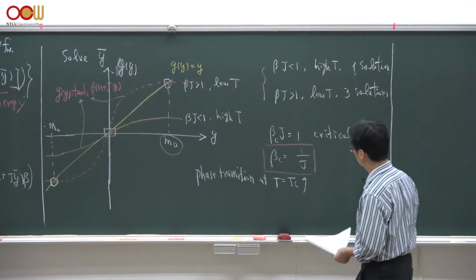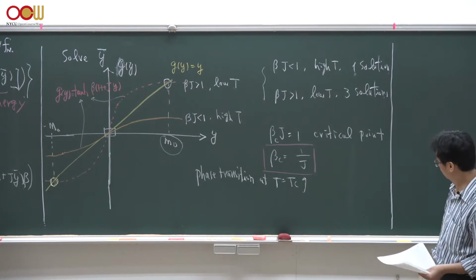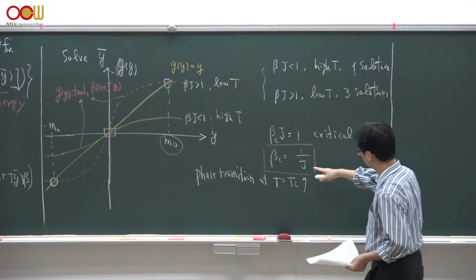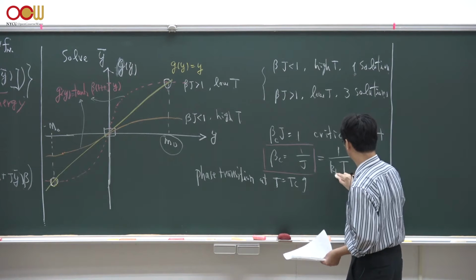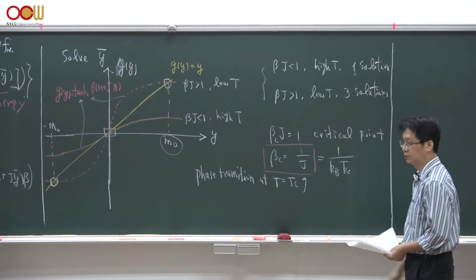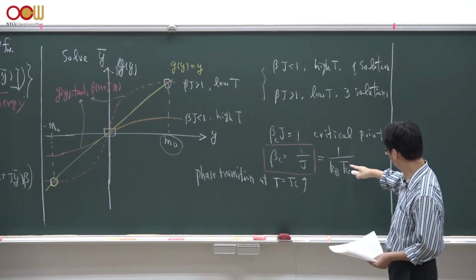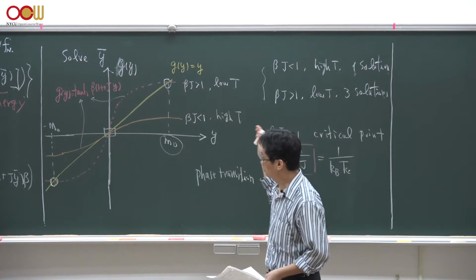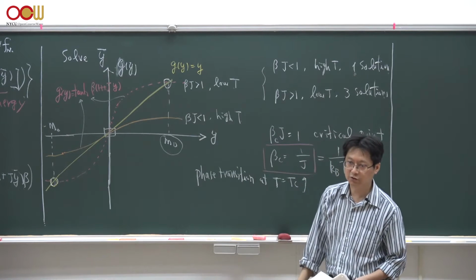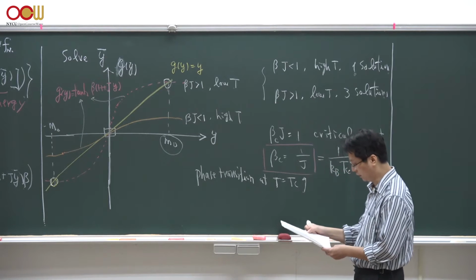The critical point happens when beta times J is equal to 1, which means that for a given coupling constant J, we could calculate Tc, which is given by this relation here. So when T is exactly Tc, we have a phase transition. We will come back to this mean field result later, but let's look at the consequence of this solution.